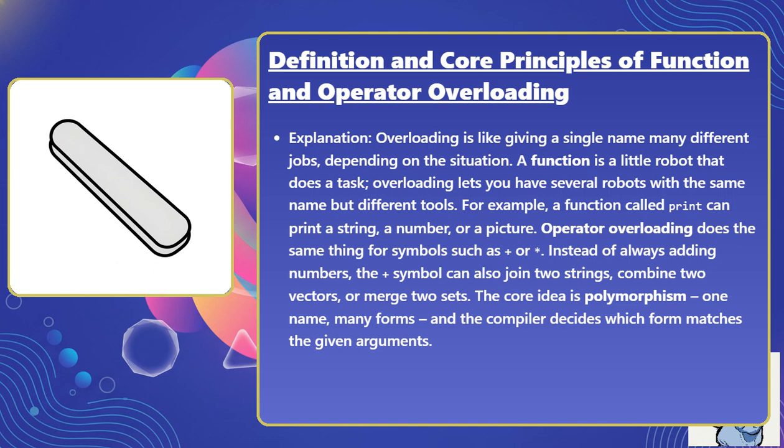Overloading is like giving a single name many different jobs depending on the situation. A function is a little robot that does a task. Overloading lets you have several robots with the same name but different tools. For example, a function called print can print a string, a number, or a picture.